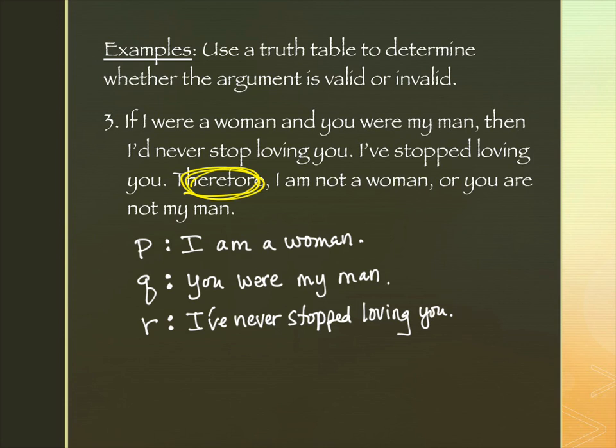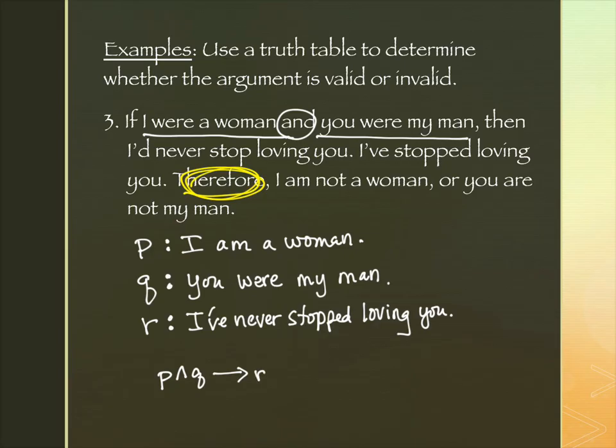Okay, so we remove any of the connectives, and we just take the simple pieces. So we're going to create some symbolic statements of the phrases that are now here. So the first one says, if I were a woman, it's an if-then statement, but it says, and you were my man. So these two are joined together. So that's a P and a Q. If I were a woman and you were my man, right? That's an if part. It's the antecedent. It's the premise of a conditional statement. And what's the conclusion? It's the R. I'd never stop loving you.